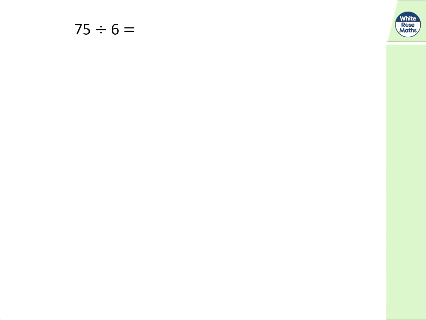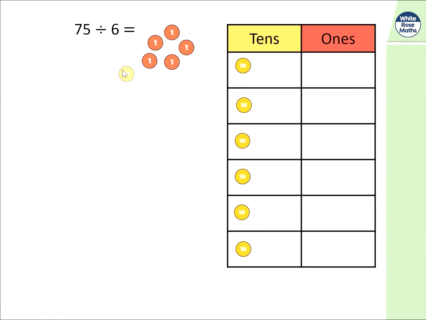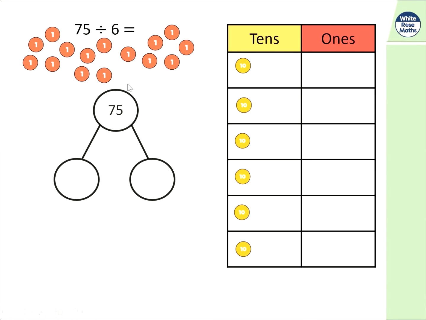Let's have a go at this question. 75 divided by 6. So we have 7 tens and 5 ones, and we have 6 rows because we're sharing 75 into 6 equal groups. We're trying to share them into equal groups. So we have at the moment a 10 left over. So we are going to exchange that 10 for 10 ones.